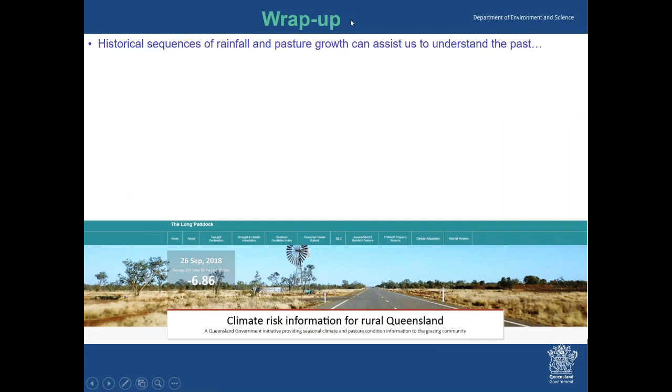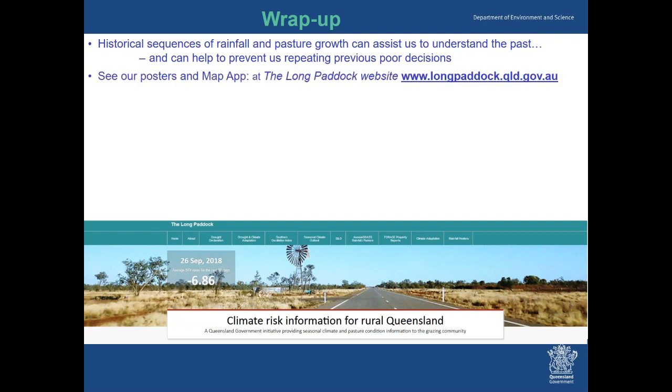Suffice to say that the historical sequences of rainfall and pasture growth can assist us to understand the past and can help us to prevent repeating previous poor decisions. You can see our posters and the map app on the Long Paddock website at the usual URL address there. You can email us at longpaddock, all one word, @qld.gov.au if you want hard copy posters sent to you at all.